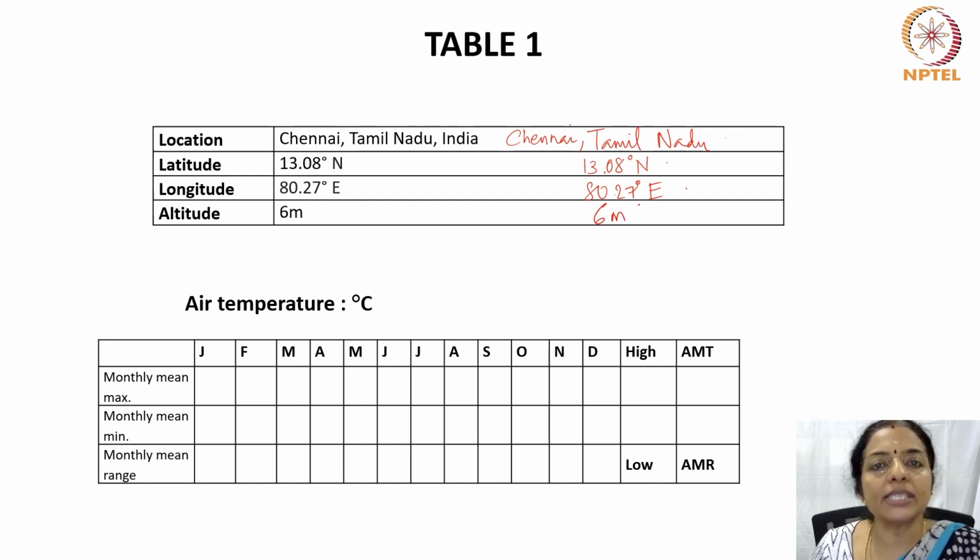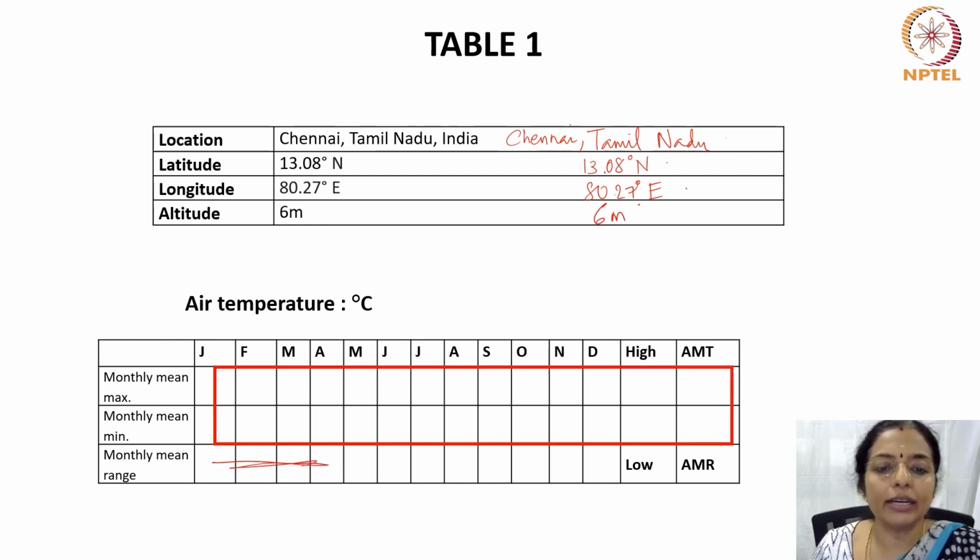So the first step is input the monthly mean maximum temperature, which is the average of the maximum temperature recorded for each day of the month, and the monthly mean minimum temperature, which is the average of the minimum temperature that is recorded for each day of a month as given in the weather data that you collect. Then the next step is you find out the monthly mean range, which is the difference between monthly mean maximum and monthly mean minimum, and that will be entered in this row.